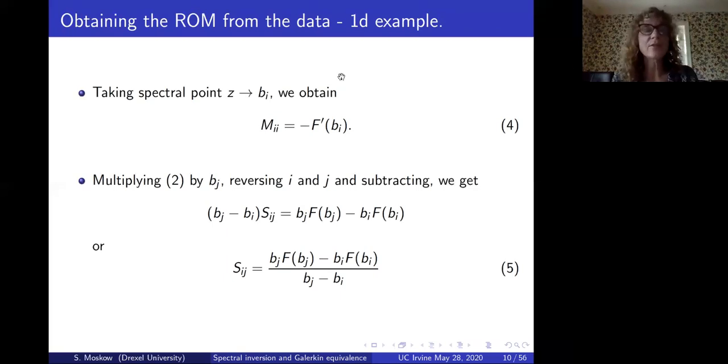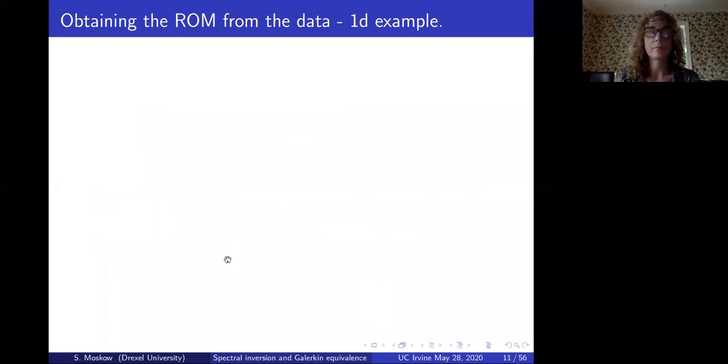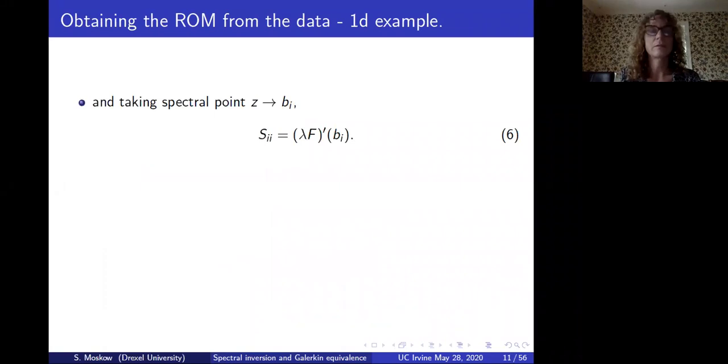So if we were to take the variational equality multiplied by B sub j, again reverse i and j and subtract, we get likewise a formula for the stiffness matrix, which is very similar, but just has slightly different terms. Again, directly from the data. We do not need to know the internal coefficients or the internal solutions to get the stiffness matrix. And again, for the diagonal of the stiffness matrix, we take spectral points approaching each other, and we get the diagonal as given by the derivatives in this manner.